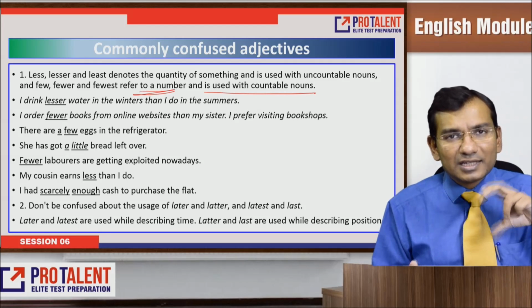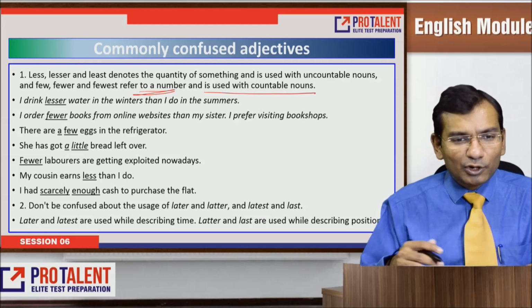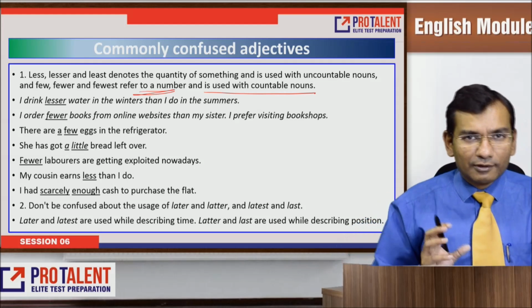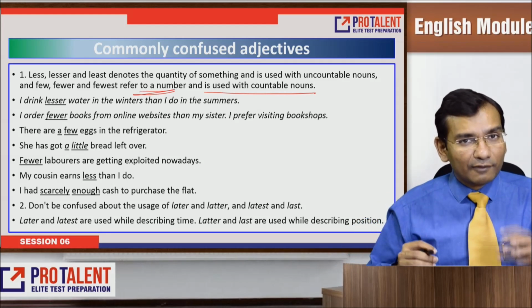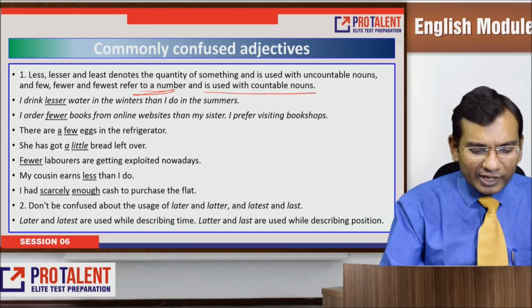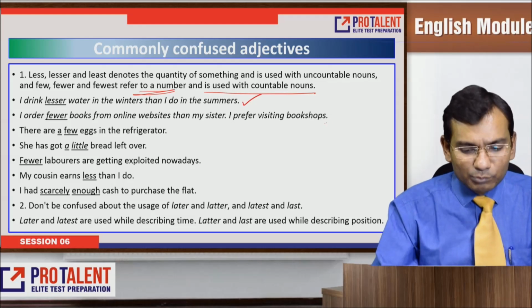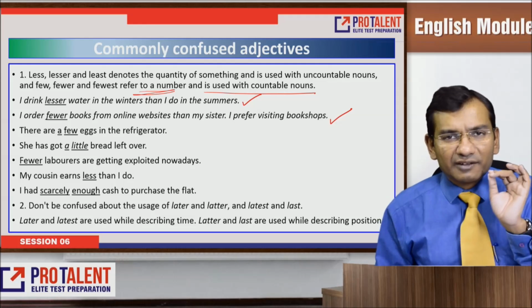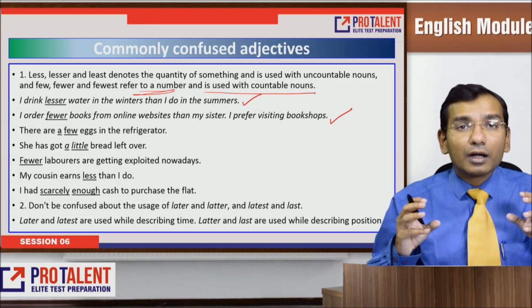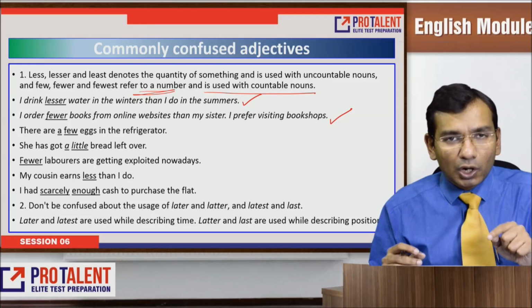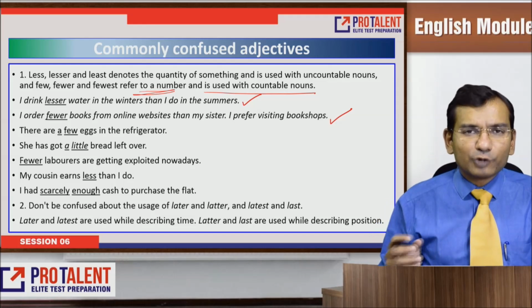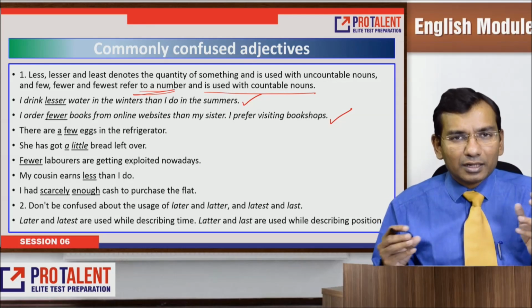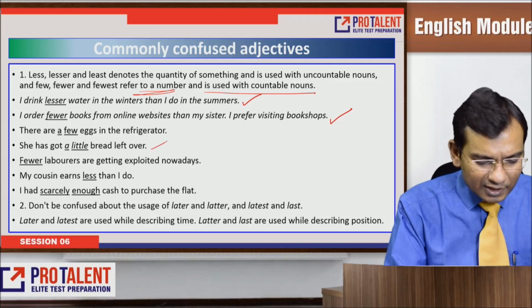I drink lesser water. Okay, I order fewer books. Books can be counted, water uncountable, and therefore less, and with books it is fewer. There are a few eggs in the refrigerator. Eggs can be counted while she has got little bread left over. So bread will be uncountable. So that means it is little.